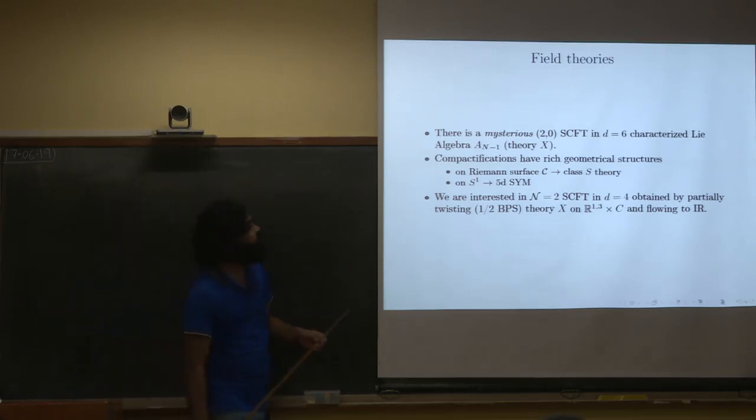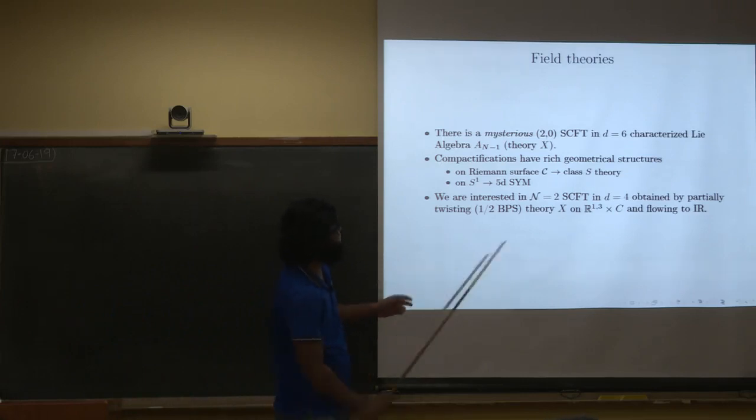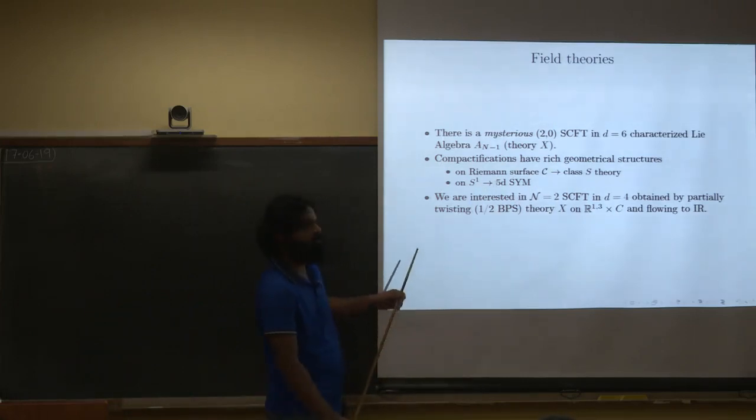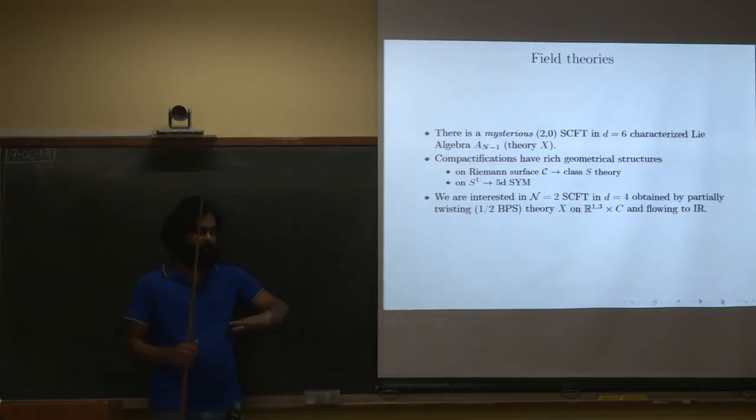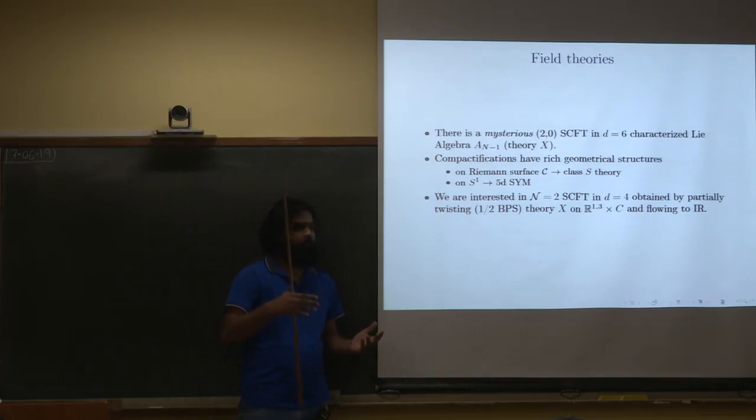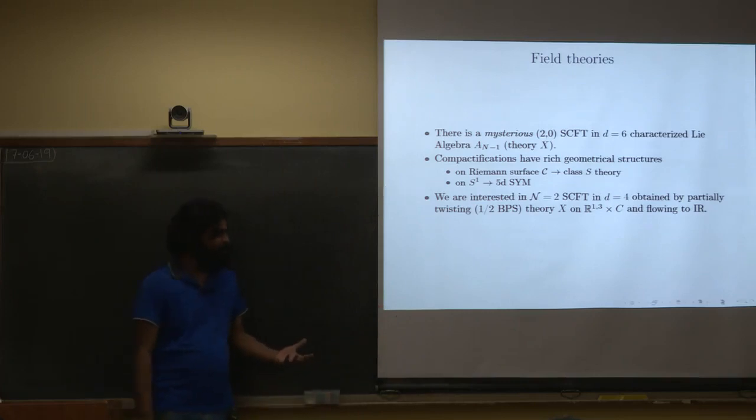Okay, cool. So the theory we are really interested in is the class S theory. As we have discussed many times before, the idea is to put this theory X on a 6-dimensional manifold, which is R^{1,3} times a Riemann surface, and then perform some twisting. I'm going to explain that twisting later. Presumably you twist the theory, restore some supersymmetries, and then perform the renormalization group flow to the lower energy, infrared regime, where you get an effective 4-dimensional field theory, which we are going to call class S.